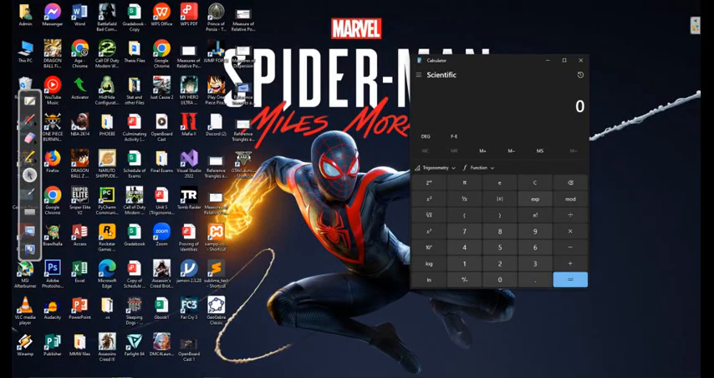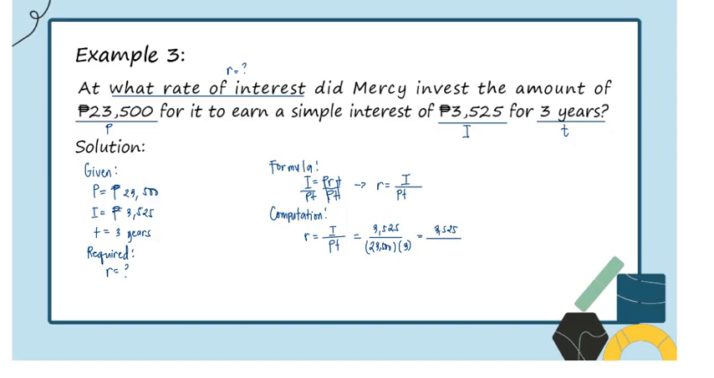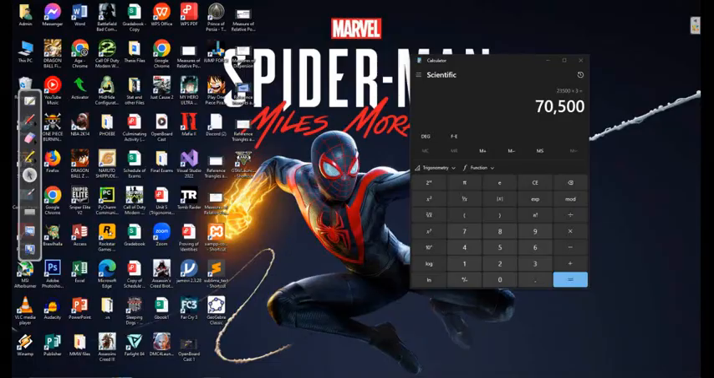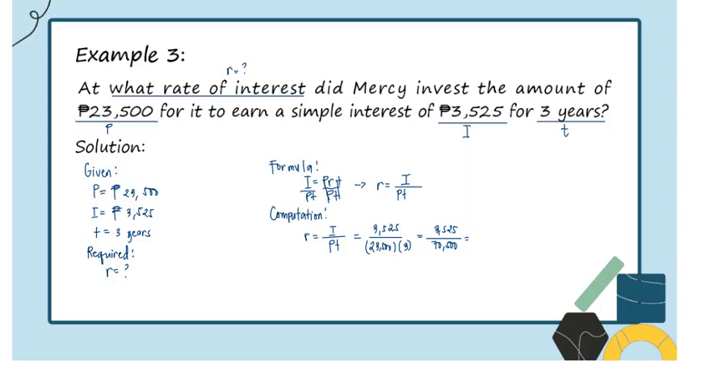So, 23,500 times 3 is 70,500. So let me write that down. So, it will be 70,500. And then, 3,525 divided by 70,500 is how much? So it's going to be 0.05.